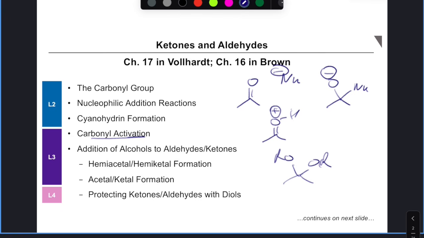What is more reactive, an aldehyde or a ketone? Why?